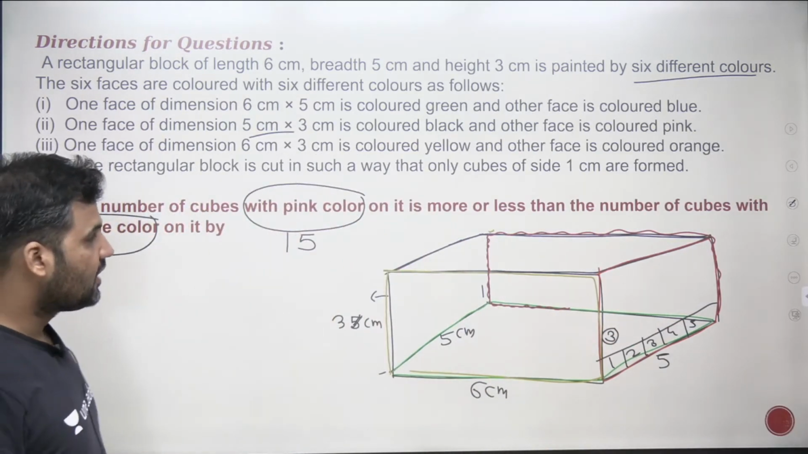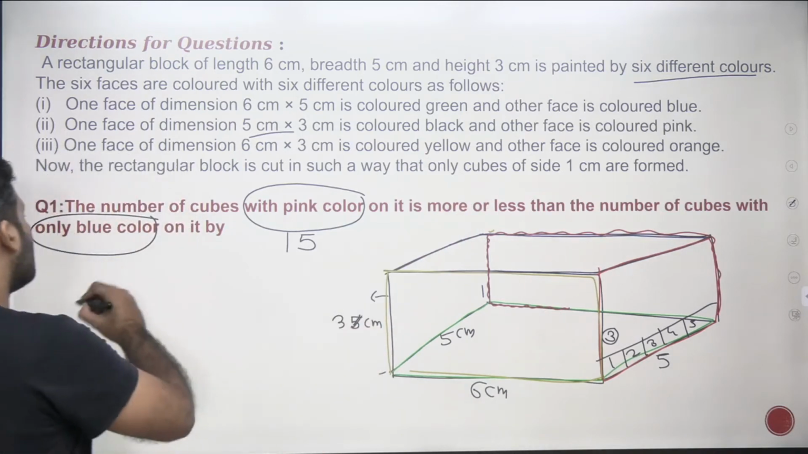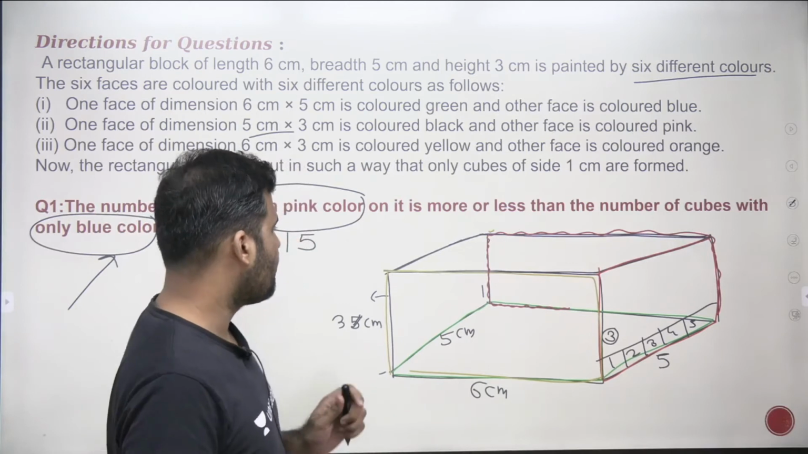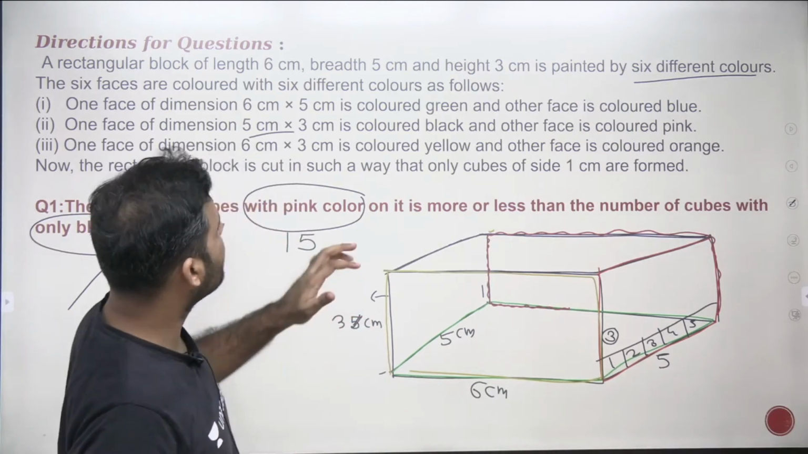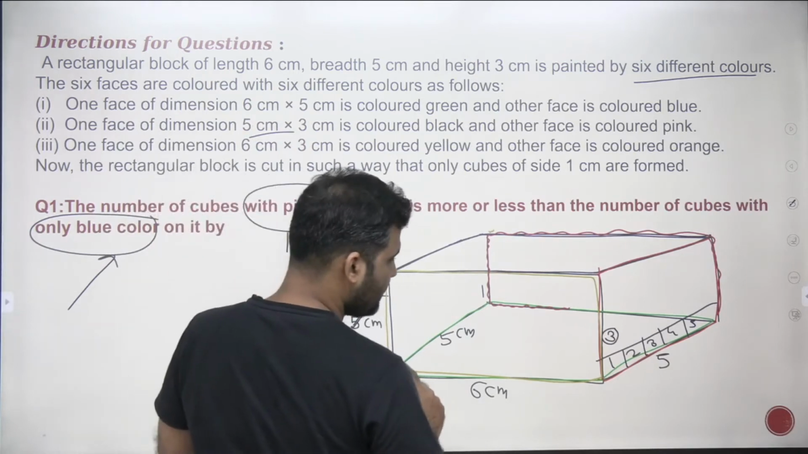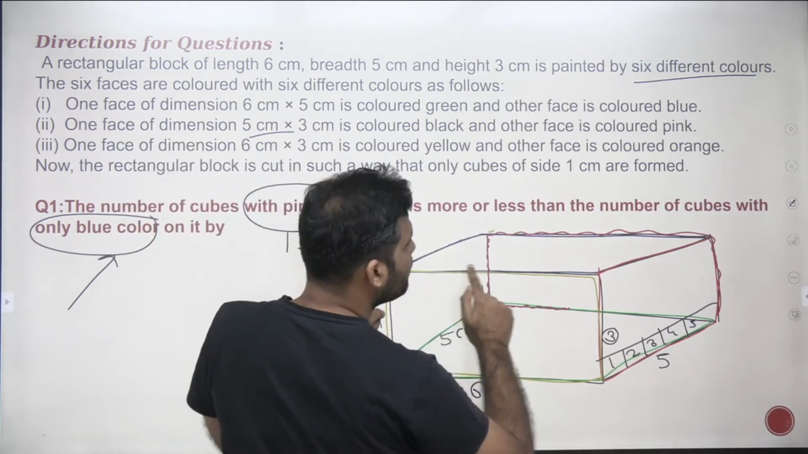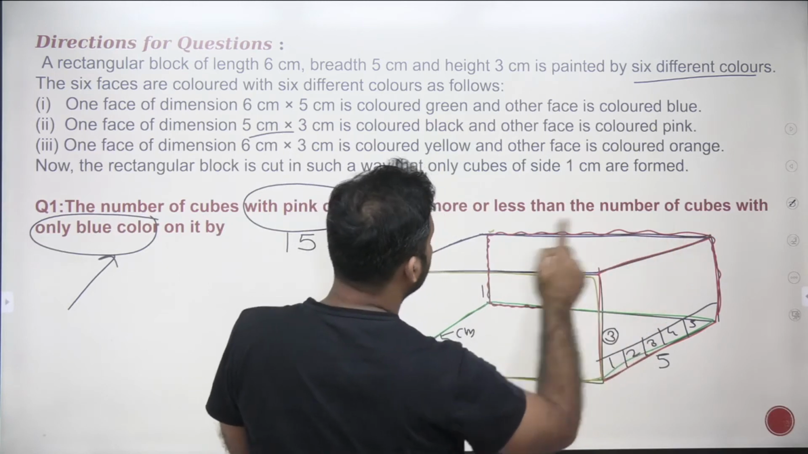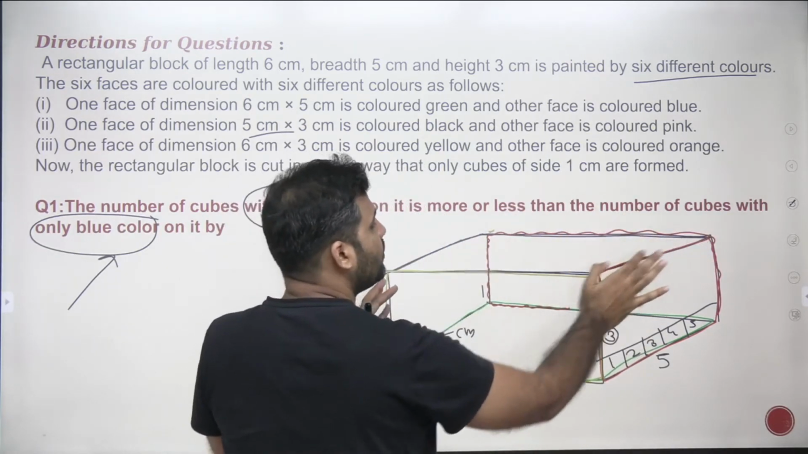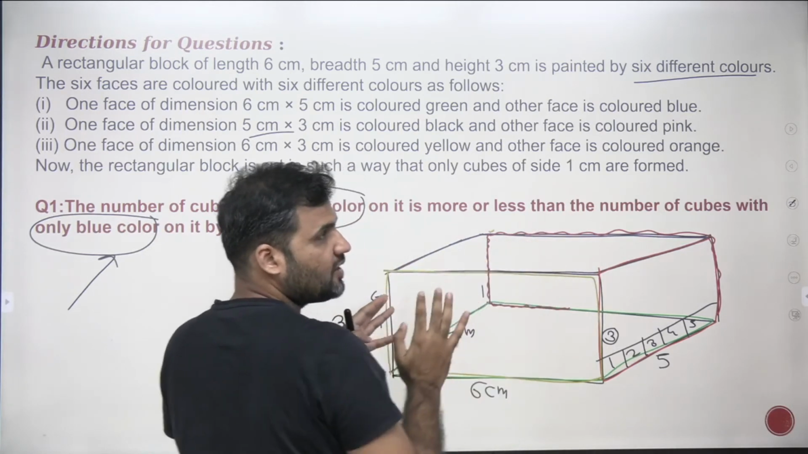Now I need the number of cubes with only blue color. Which is the face where I'm using blue color? The face is 6 into 5. This is the face, right guys? This face 6 into 5 has been painted with blue color. That means the roof is painted with blue color.